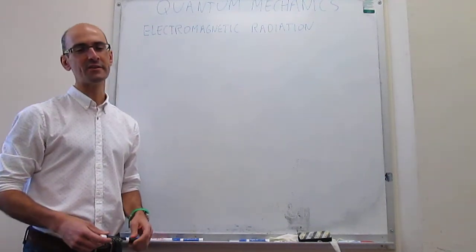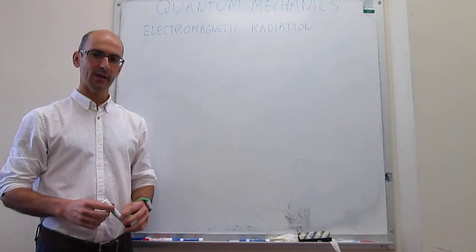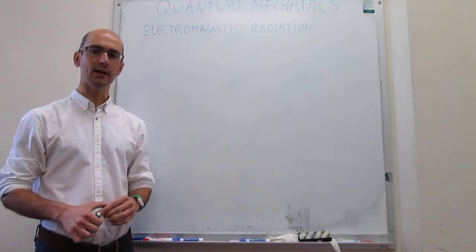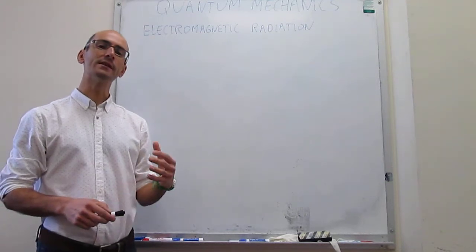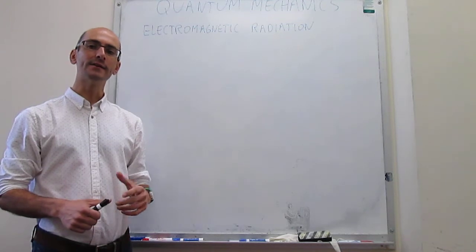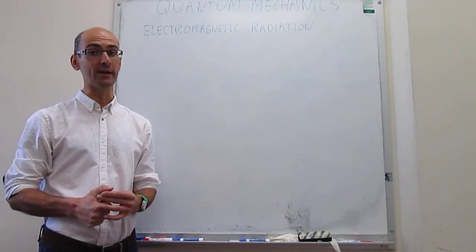We now start a series of videos that have to do with the development of quantum mechanics. As we will see, quantum mechanics is the current theory that explains the structure of atoms and molecules. And it turns out that to understand very well what quantum mechanics means and how it's developed, it's also very important to understand how electromagnetic radiation works.